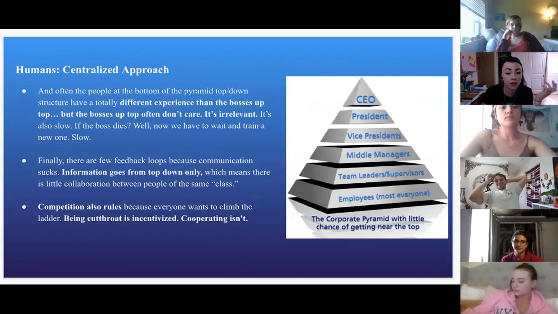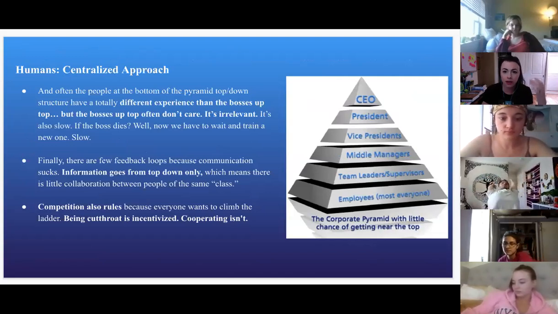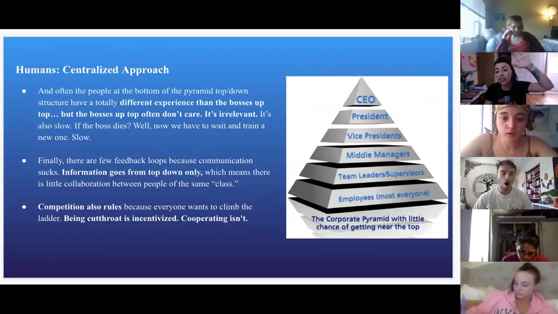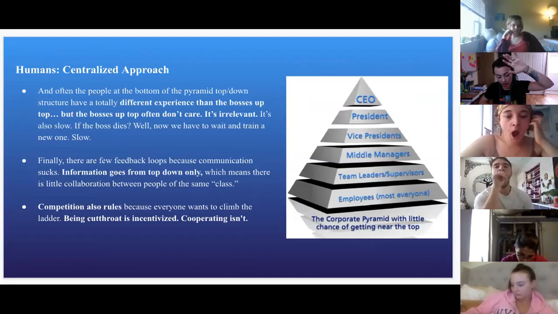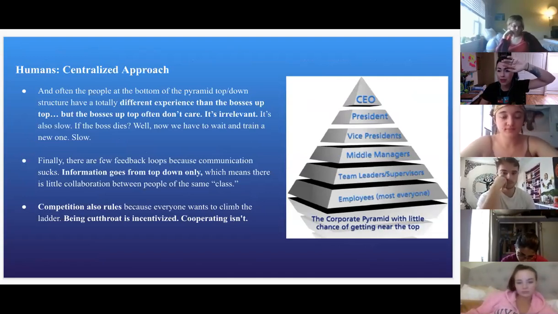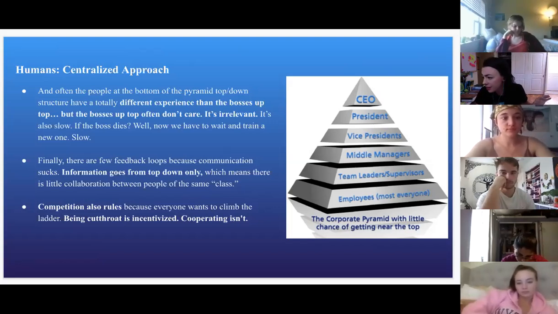So we call that the centralized approach. Now I wrote on there, and this comes into play with the ants, that often the bosses, whether that's one person or a small group, and the people at the bottom have massively different experiences. But the boss doesn't really care about the people down here. It's just end goal, profit, whatever the thing is.